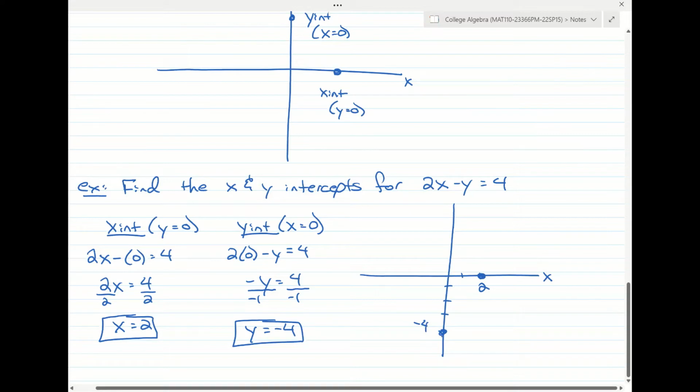On the test, I will ask you to graph it. I mean, how can I make it any easier than that? You just connect the dots, right? We have an x-intercept, we have the y-intercept, connect the dots, and you get a line that looks like that.